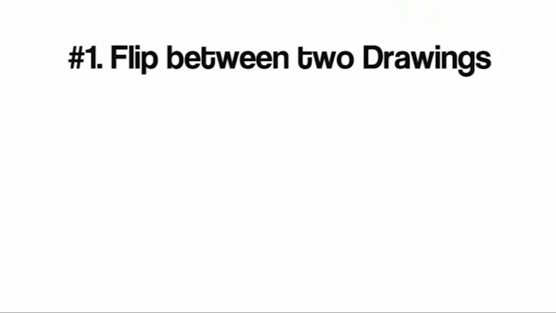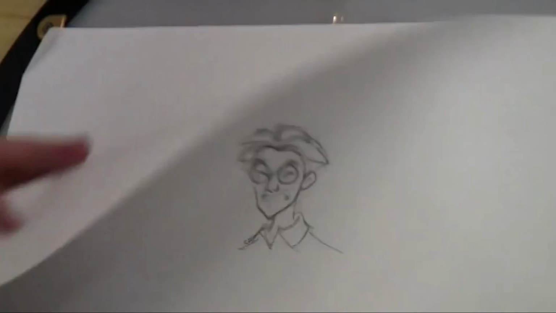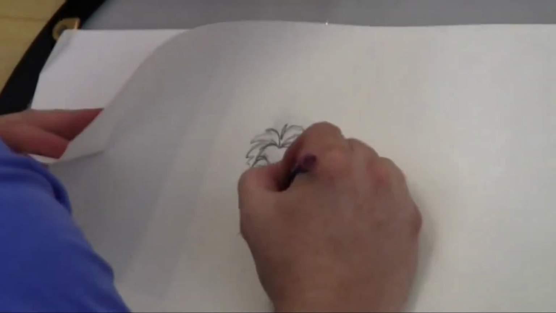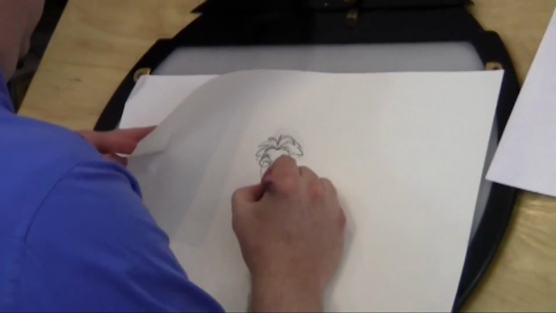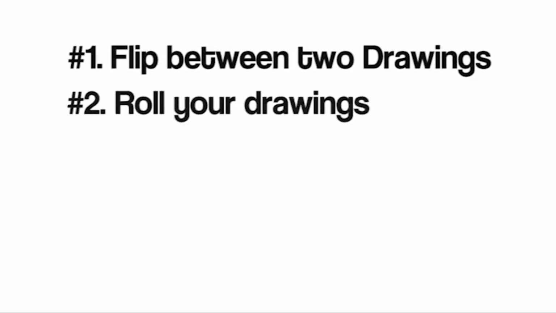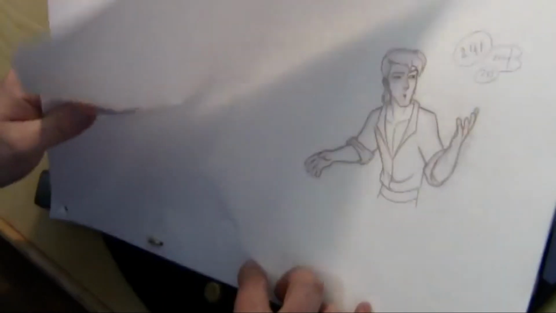The first way to flip is between two drawings. This is done by simply putting two drawings together and flipping the top page to reveal the second, thus relating them to see how the two drawings play against each other. The second way is by rolling your drawings. This is done by simply putting each of your non-drawing fingers between five pieces of animation paper, and then fanning or rolling the fingers back and forth to reveal each drawing in sequence, thus showing the movement.